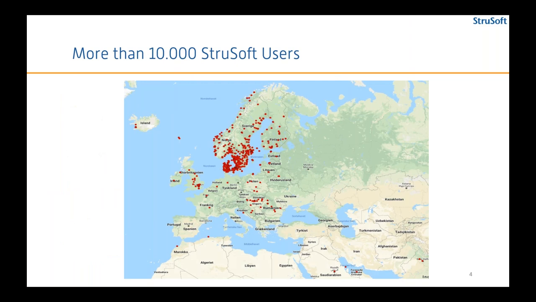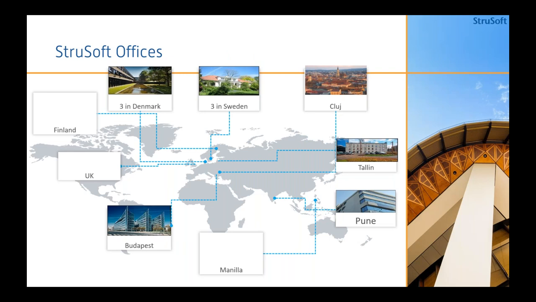We have more than 10,000 users using our software. You can see a large concentration of them in Scandinavia. We also have a lot of users in the rest of Europe and North Africa and even Asia. We have offices around the globe. As you can see, we have 3 offices in Denmark and 3 in Sweden. And then we have other offices around Europe and the world, most recently in Finland.